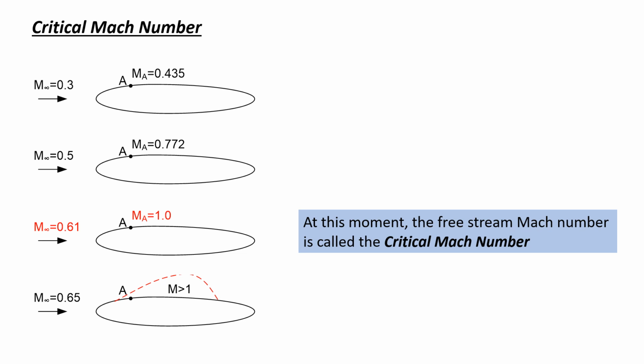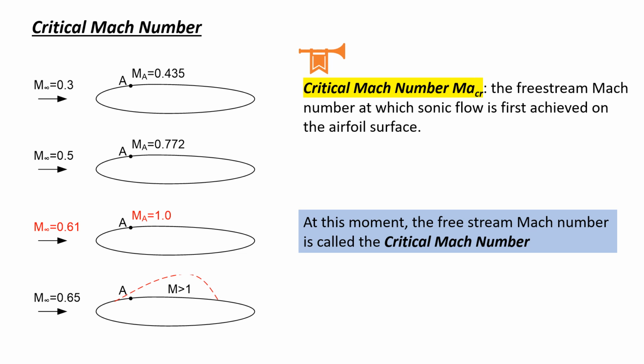If we increase the free stream Mach number further, say to 0.65, we will see a bubble region containing the supersonic flow, and point A no longer has the maximum local Mach number over the aerofoil. This is the sequence of what happens over the aerofoil when we increase the free stream Mach number. The most important one is when the Mach number at point A is sonic speed, 1.0. So let's define the critical Mach number, M_cr. The critical Mach number is the free stream Mach number at which sonic flow is first achieved on the aerofoil surface. This is a definition.